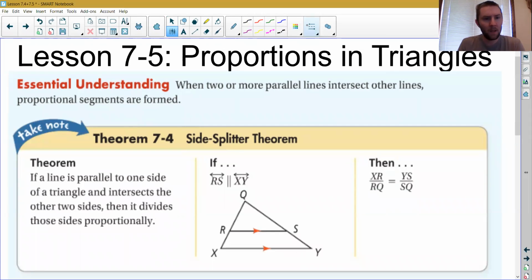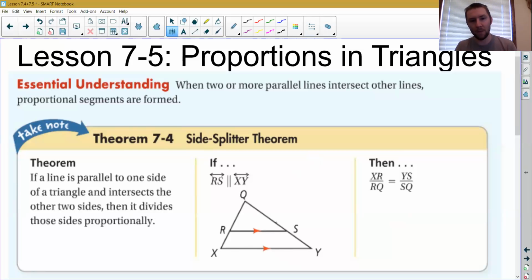Anyway, it says if you draw a parallel line to one of the sides of a triangle. Okay, so in this case, they have it sort of parallel to the base here, like this bottom side, but it could be any parallel line in a triangle, that's parallel to one of the sides. It cuts the other two sides into lengths that make equal ratios.